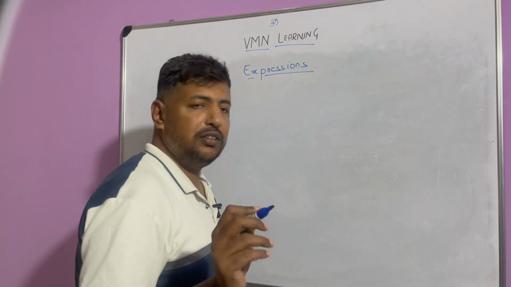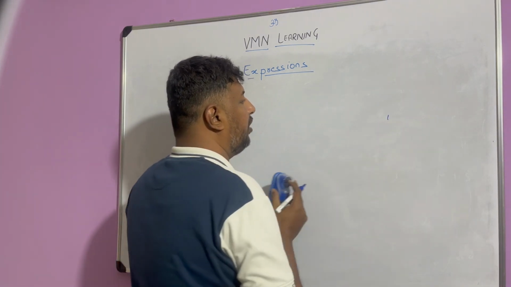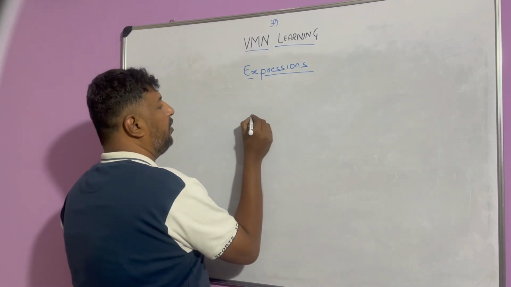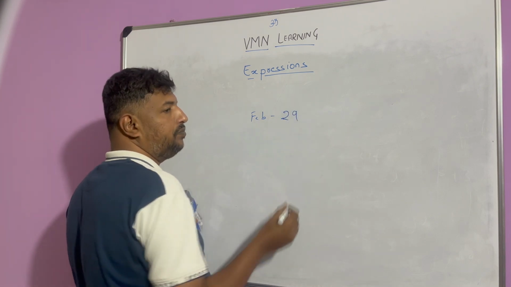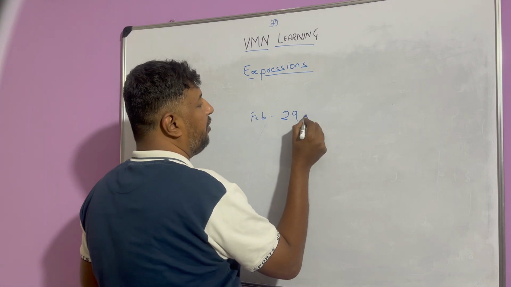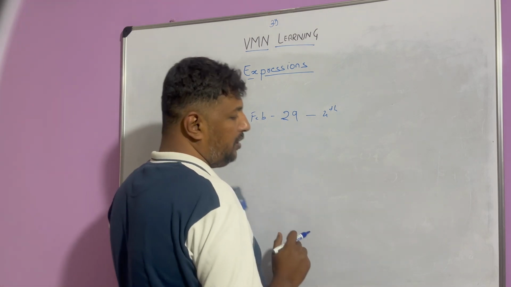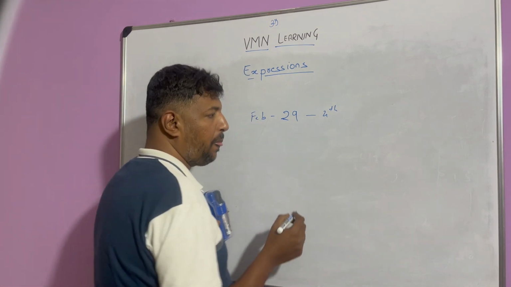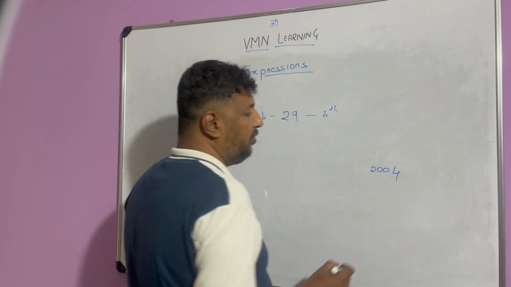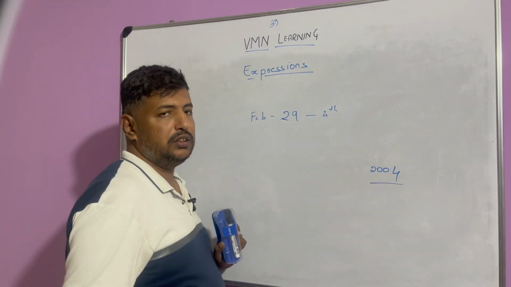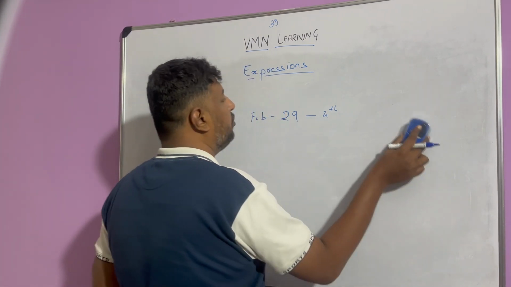So, a simple thing: what is a leap year? In every 4 years, February gets an extra day as the 29th day. So that will happen every fourth year. Correct? So we have to find out, for example, say 2004, whether 2004 is a leap year or not. So we have to find it out. This program. So how can we do that?